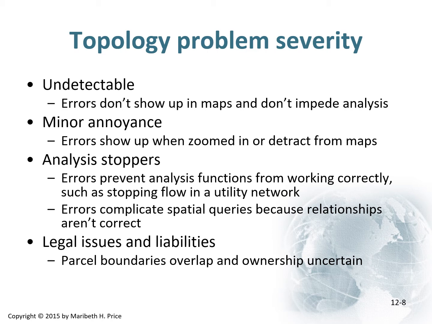Things like utility networks, because the lines aren't connecting properly, and so it doesn't actually perform as a network the way it's supposed to. Errors can also complicate spatial queries because relationships that you're querying off of aren't actually correct physically, so that's an issue. And then, of course, legal issues and liabilities, things like parcel boundaries and overlaps. While the county may benefit from two people paying taxes on the same property, two people thinking they own the same thing is a bad situation. So topology problems can be everything from you don't even know they're there to someone's getting sued.